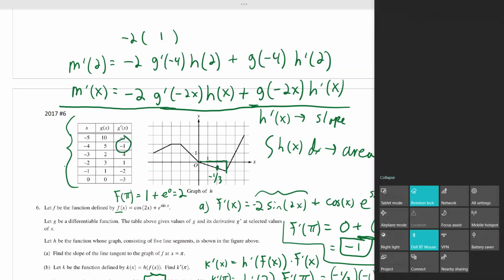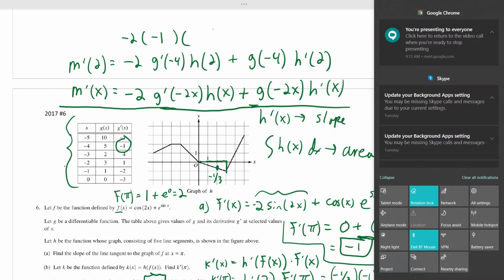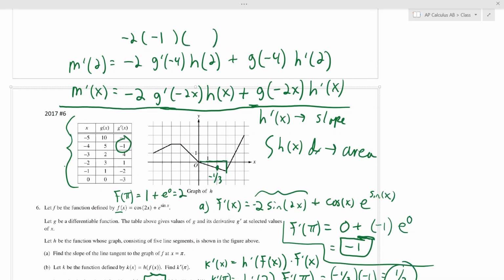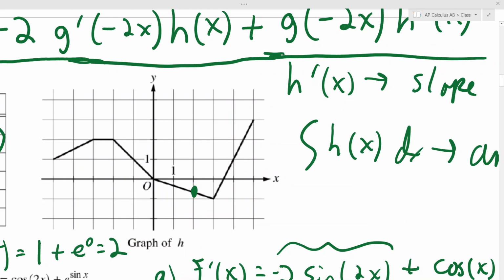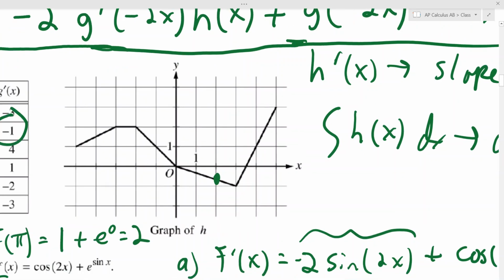-1. They just gave it to us. H of 2. So sometimes students are like, well, I don't know what value H of 2 is. You can see from the graph, it's this point that I've highlighted right there. Let's zoom in on that. Sometimes students are like, well, I don't know what y value that is, like a half, I don't know. You don't need to guess.